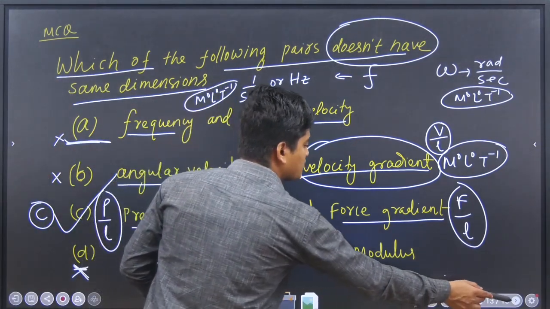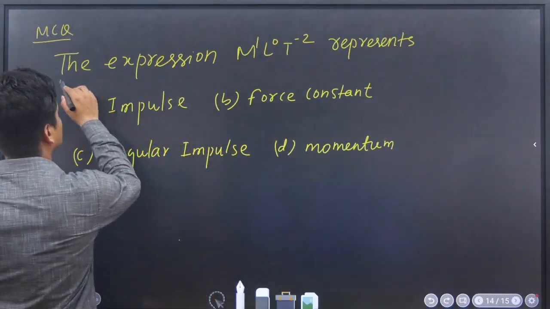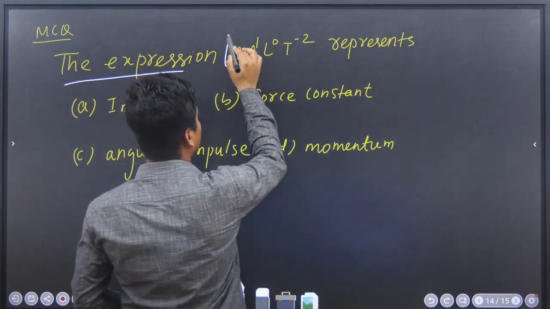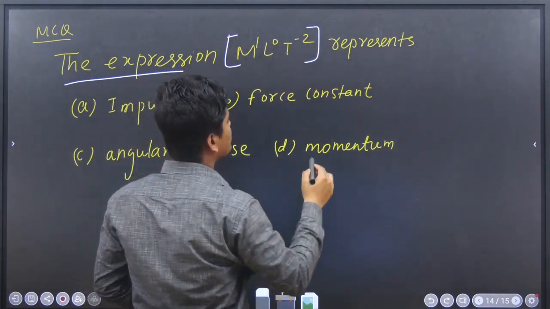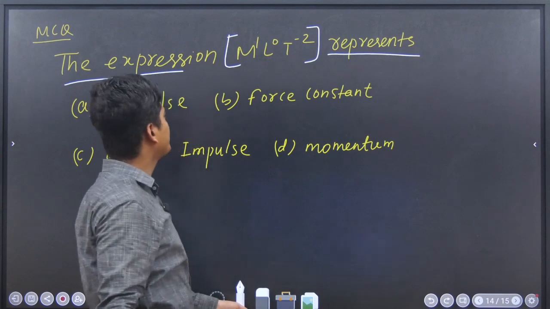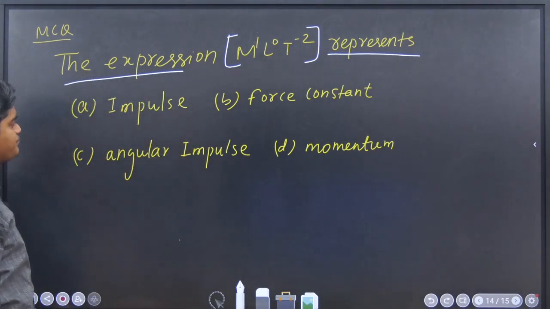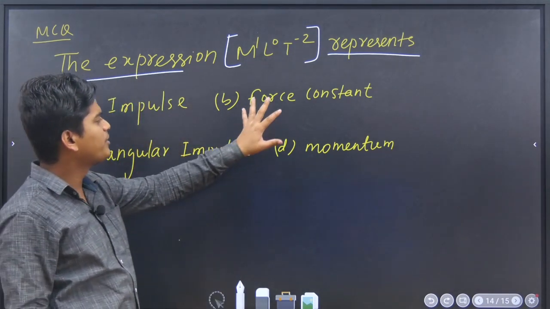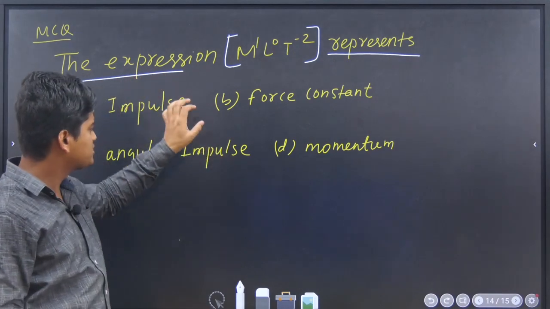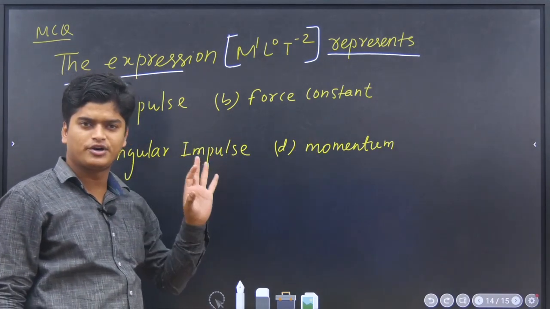I will go to the next question. The expression M1 L0 T to the power minus 2 represents which of these quantities? Impulse, angular impulse, momentum and force constant. Listen, impulse, angular impulse, momentum we have already discussed.